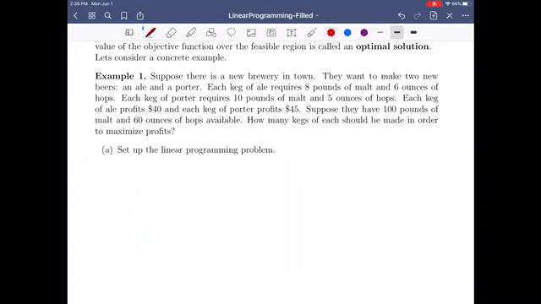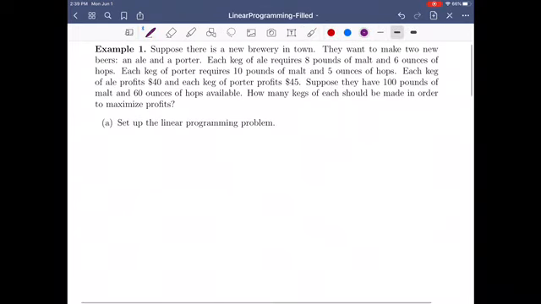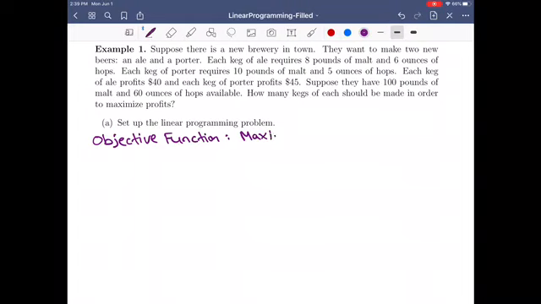So let's try to summarize this. First of all, our objective function is going to be that we want to maximize the profit. The way that we find the objective function is that it's the thing we want to maximize or minimize. Here we wanted to maximize the profit. That's our objective function.